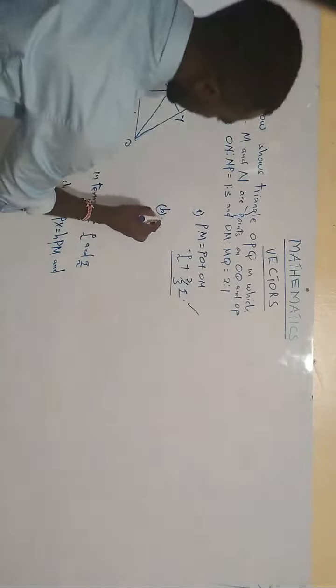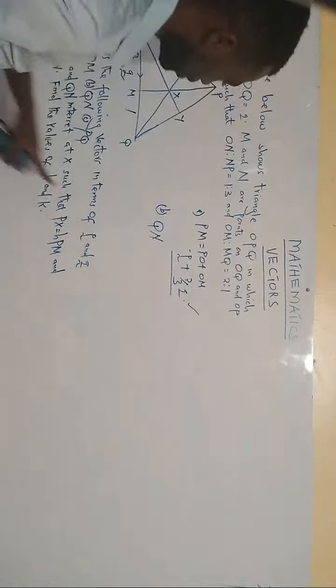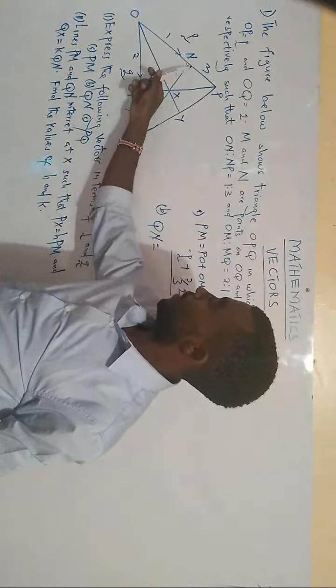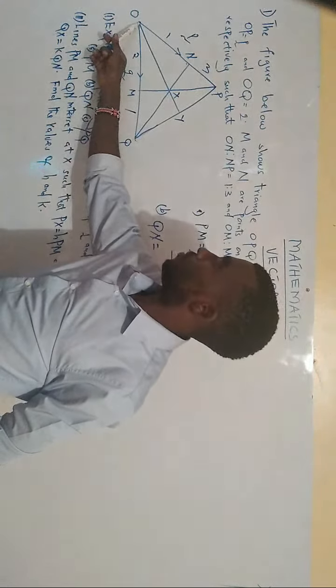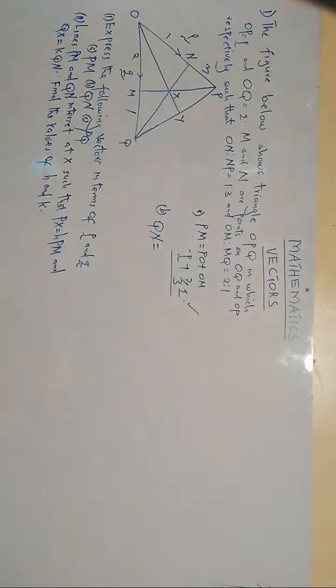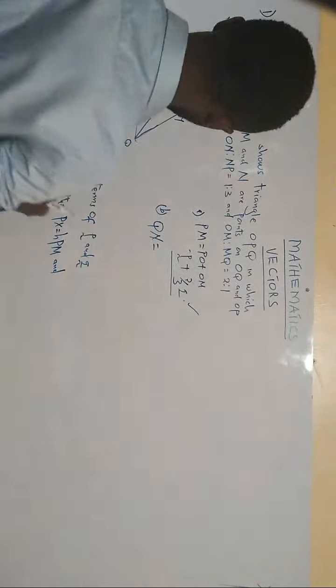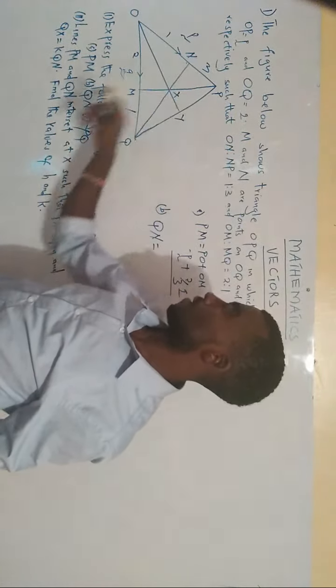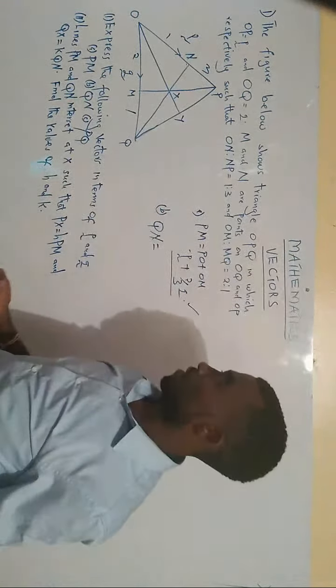Part B, we want to get QN. Express QN in terms of P and Q. And the QN is here. So you can say QN is QO plus ON. Is that clear? We have 2 directions, and when you use them, we're going to get the same answer. As well, we can say QN is the same as QP plus PN, right? Both routes are going to give us the same answer.